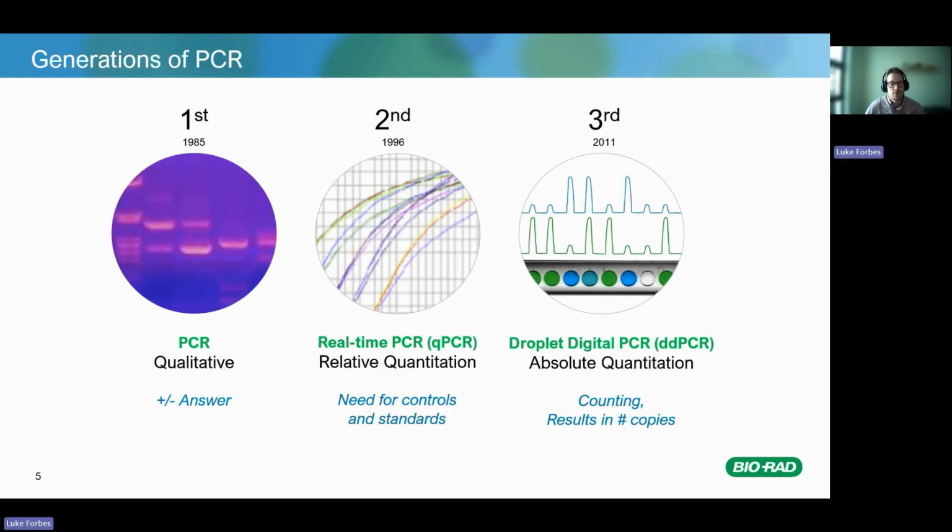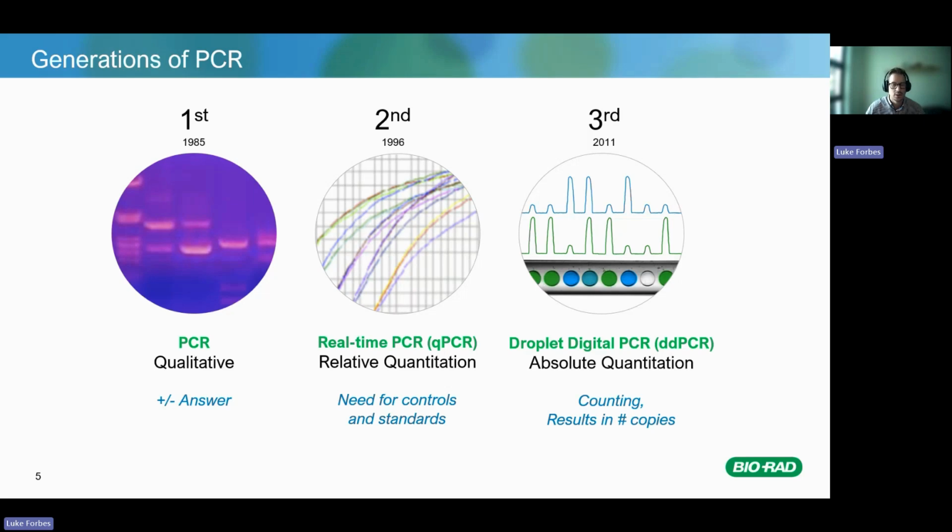Now, when we look at the three generations of PCR, we discuss the first, which is qualitative. We call that conventional or endpoint PCR, in which your answer is just positive or negative. It's either presence or absence. Is there your target of interest? Has it been amplified? Is it present in your sample or not? And that's the same PCR process. It's just run on a gel to visualize.